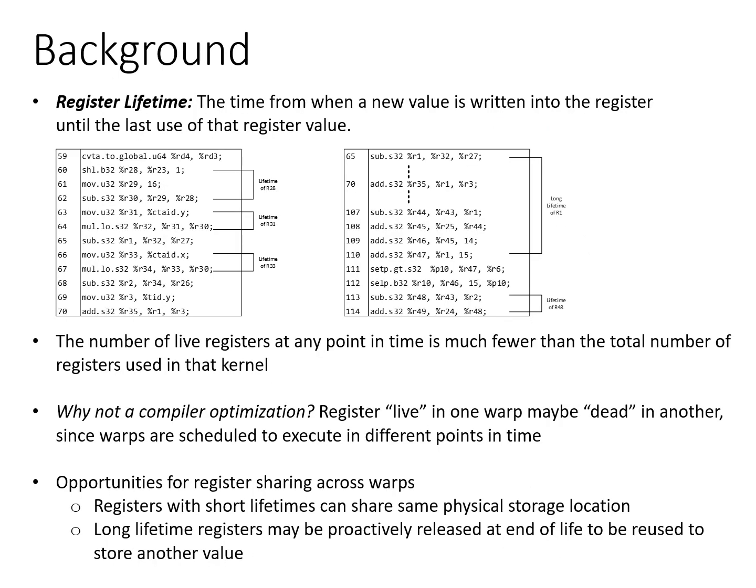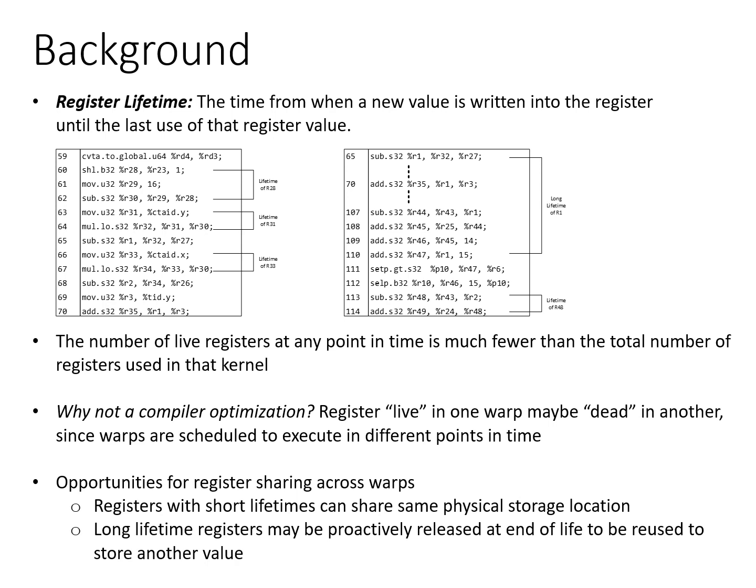A register lifetime is defined as the time from when a new value is written into the register until the last use of that register value. From our motivation slide, we have already established that the number of these live registers at any point in time could be much fewer than the total number of registers that are used in the kernel. Now, in a GPU, a set of registers are allocated to a warp, and these registers are not released until all of the warps in a CTA to which this warp belongs complete execution. So, because of this, a register that is live in one warp may be dead in another.